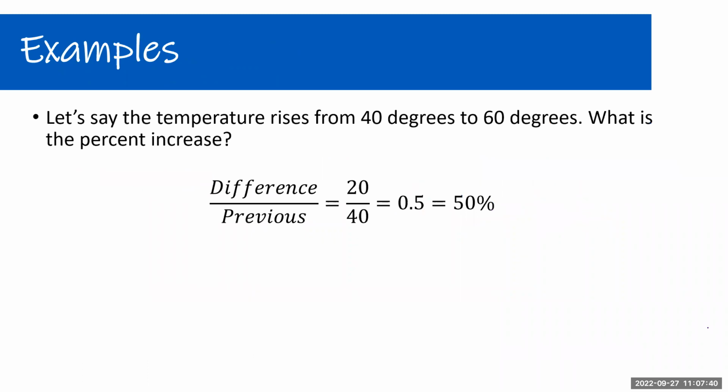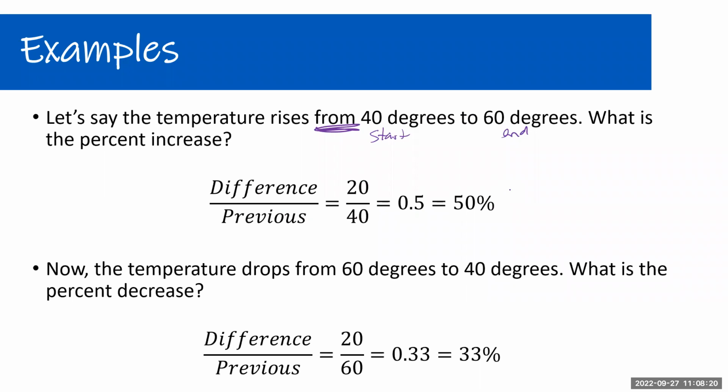So for example, let's say that the temperature has risen from 40 degrees to 60 degrees. So it started at 40, coming from 40, and it ended at 60. Okay, so what is the percent increase? Well, remember, we're going to look at the difference and we're going to divide by that previous. So the difference here is 60 minus 40. So we had a 20-degree difference, and our reference is what it started at, which is 40 degrees. This is going to give us 0.5, so we had a 50% increase in the temperature, okay? So our temperature increased by 50%.